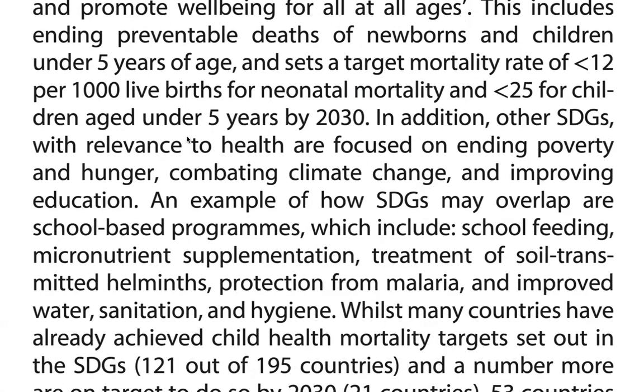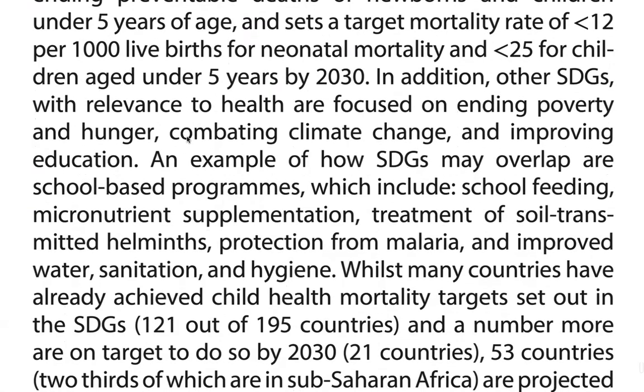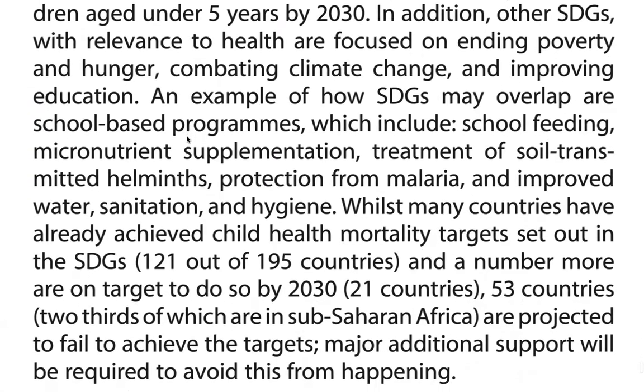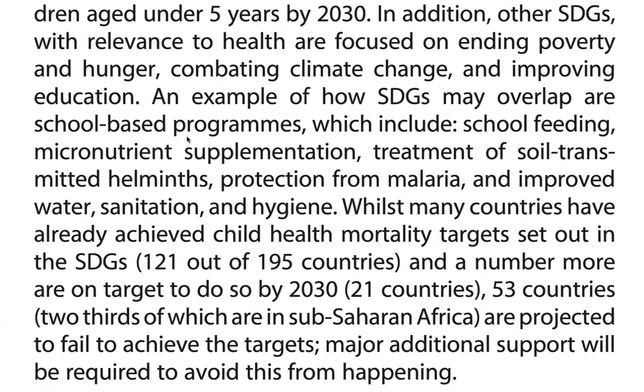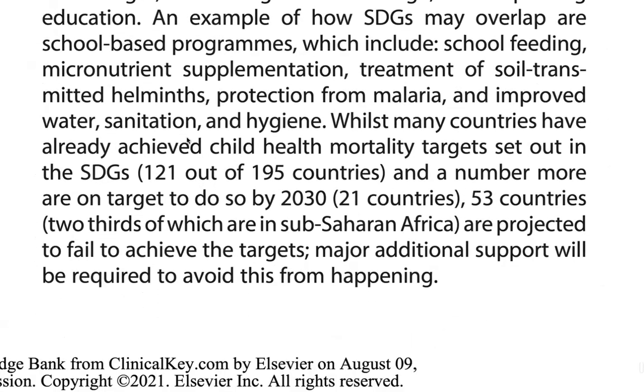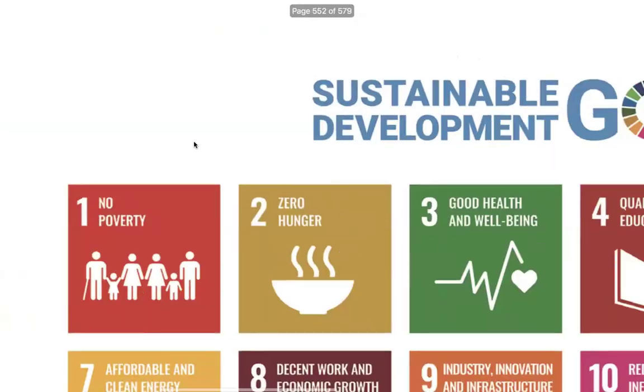Whilst many countries have already achieved the child mortality targets set out in the SDGs, 121 out of 195 countries, and a number more are on target to do so by 2030, 53 countries, two thirds of which are in Sub-Saharan Africa, are projected to fail to achieve the targets. Additional support will be required to avoid this from happening.